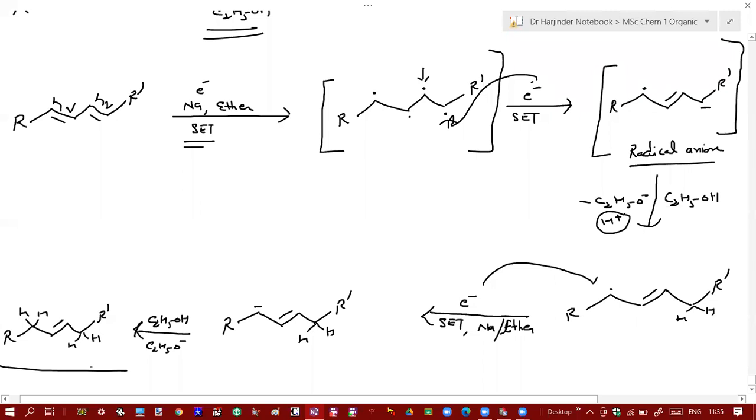So one of the double bonds is reduced. Again, this is a very simple mechanism. Please go through it, and if you have any doubt or question over it, you can ask. Pay attention.